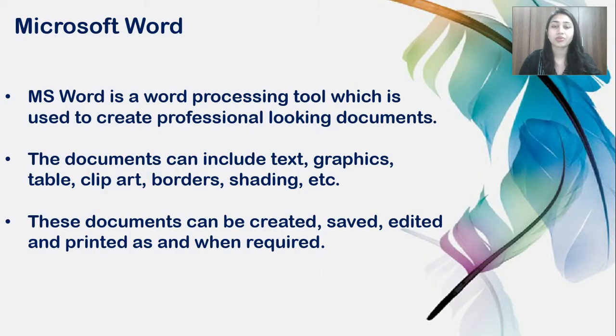Okay. Now students, we studied 7 different components of MS Office in this chapter, right? But 3 main components are there in your textbook and we will discuss them. So let's first discuss Microsoft Word. MS Word is a word processing tool which is used to create professional looking documents, right? Which I already discussed with you. Means if you want to make a document which looks professional, you have to open the Microsoft Word application.